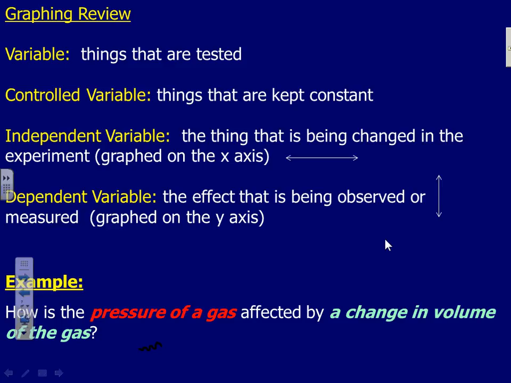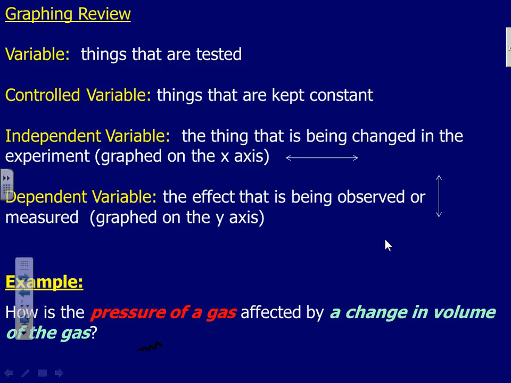So let's again talk a little bit about variables. And I want to get away from this idea of the engine and choking the engine. Let's go back to the little experiment that we're going to do here in a moment, that's going to look at how the pressure of a gas, so there's our pressure gauge, changes when we change the volume of the gas, okay? So you can see here, here's the example. How is the pressure of a gas affected by a change in volume of the gas?